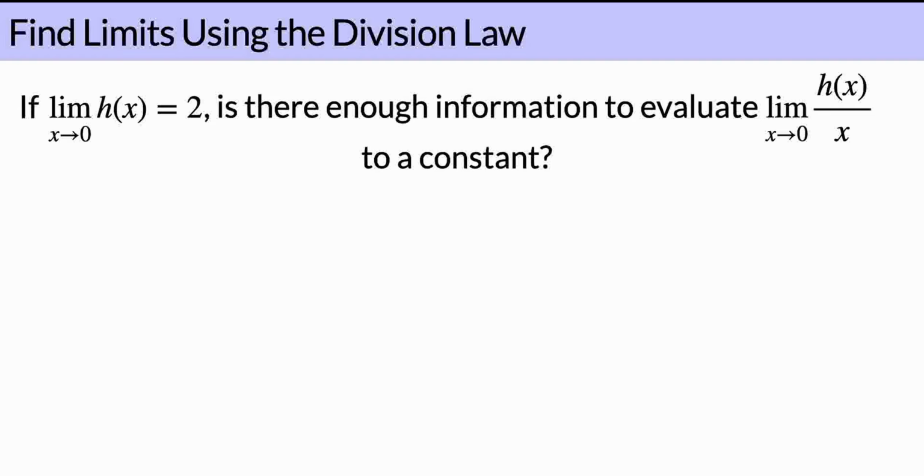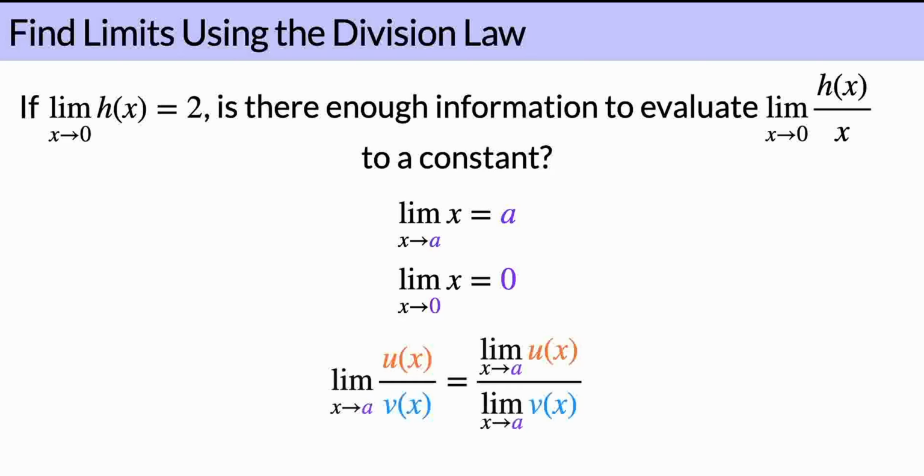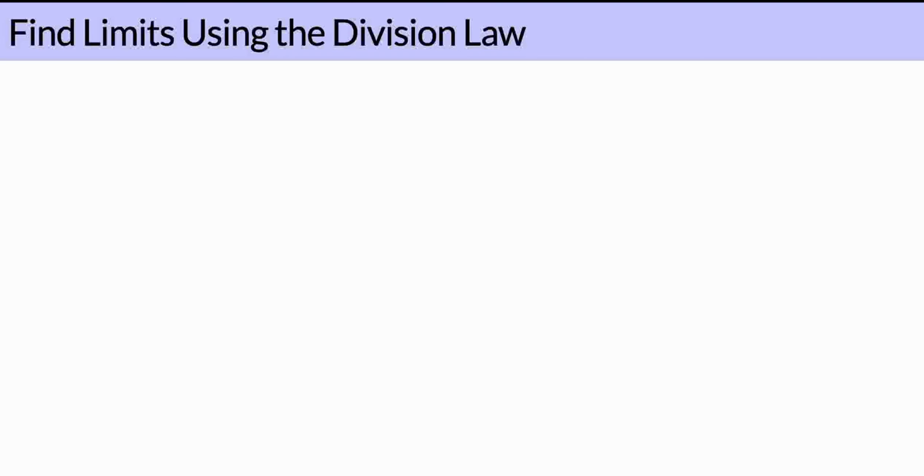If the limit of h of x as x approaches 0 equals 2, is there enough information to evaluate the limit of h of x divided by x as x approaches 0 to a constant? Take a look at the denominator of this function. Recall that the limit of x as x approaches a is equal to a. In our case, that means that the limit of our denominator is 0. Therefore, we cannot apply the division law, and we do not have enough information to evaluate this limit to a constant. Let's try one more example.